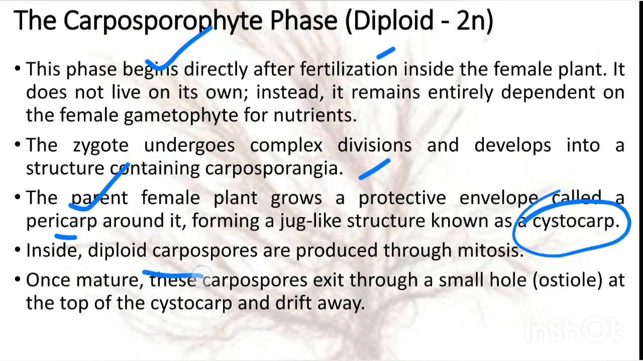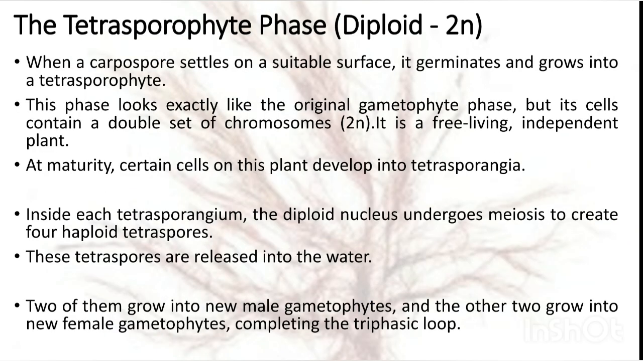Okay, the diploid carpospores are produced through mitosis. After maturation, carpospores exit through a small hole called ostiole at the top of cystocarp and drift away from the female gametophyte. Then, when carpospore settles on a suitable surface, it germinates into tetrasporophyte, but the cells are diploid in nature. Then certain cells on this plant develop into tetrasporangia.